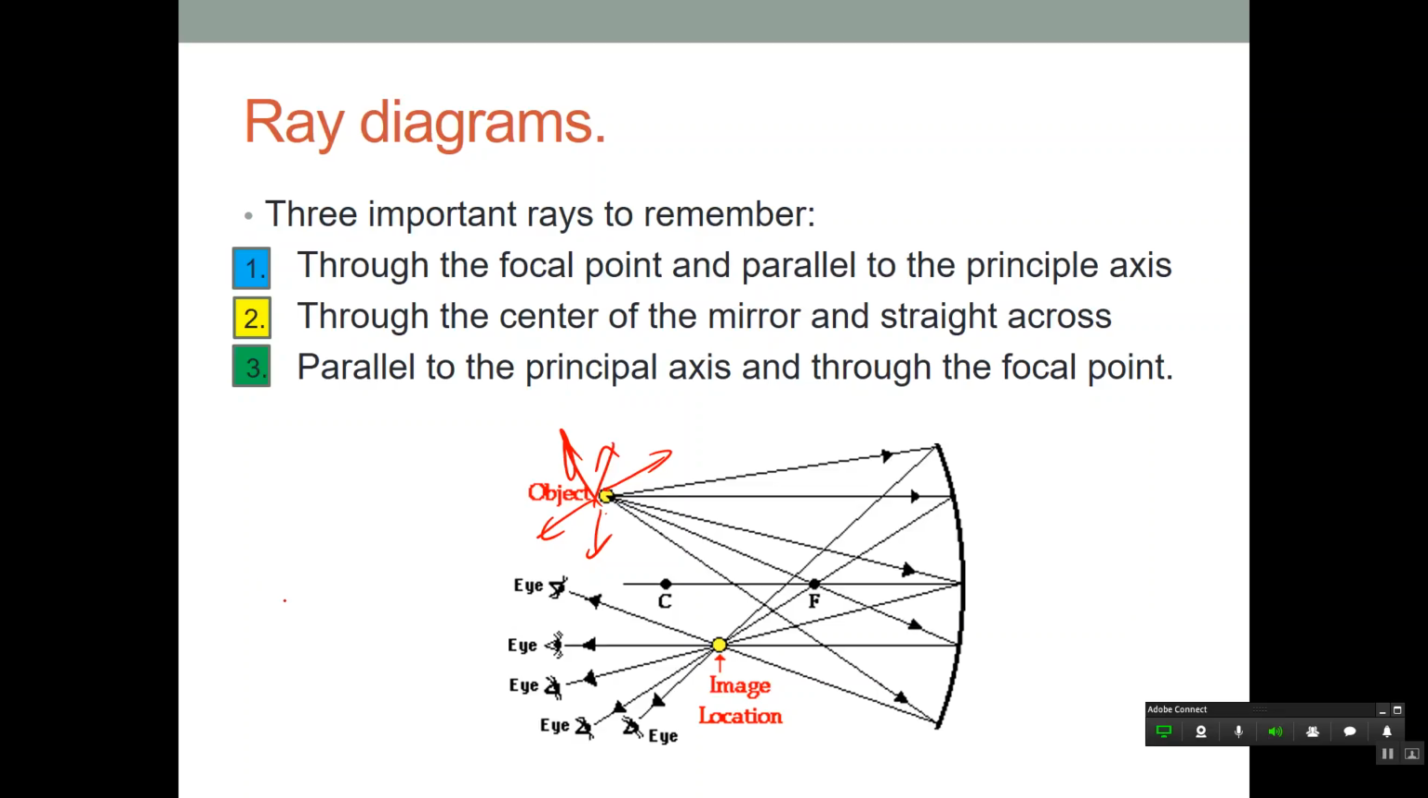Let me just draw it for you. This line here is the principal axis. Okay? Principal axis.